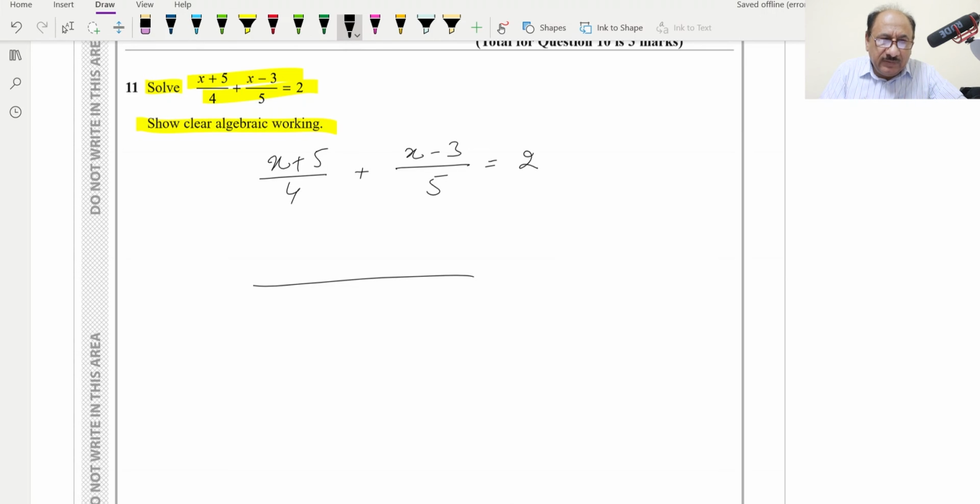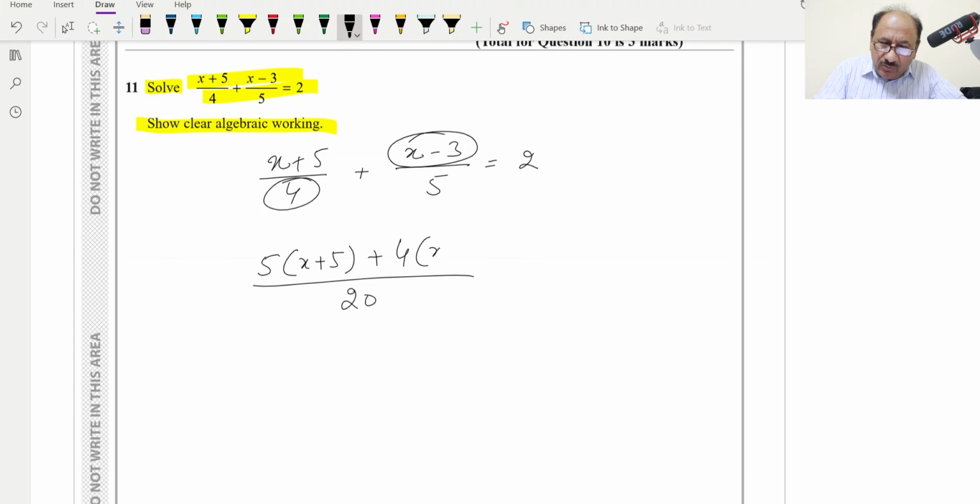Now we can take LCM. LCM will be 20. So this numerator will be multiplied by this and we will write here 5 into x plus 5, and then plus... extra circles I'm removing so that you will not be confused, and this will be multiplied by this and we'll write here 4 into x minus 3. And some students are saying cross multiplication. You can say, but this is not strictly speaking cross multiplication.